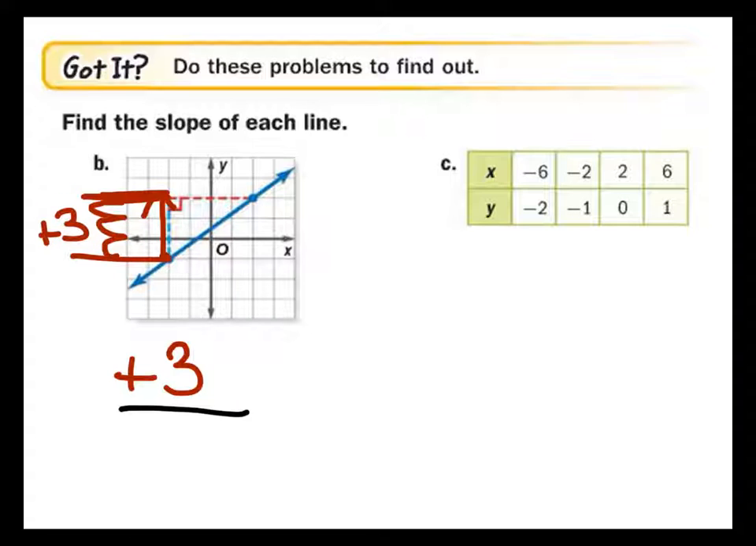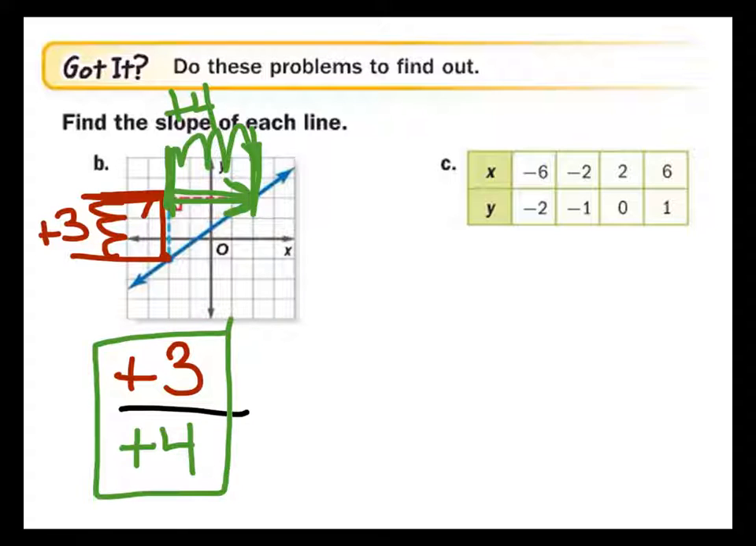Now I look at my horizontal change, which is from this line to this one to the right, so it's positive. I went 1, 2, 3, 4. I went to the right 4, so 4. Here's my answer: 1/4. Let's find out how.